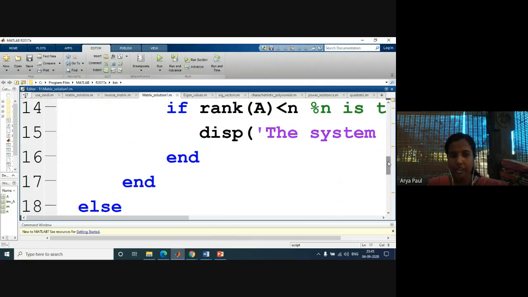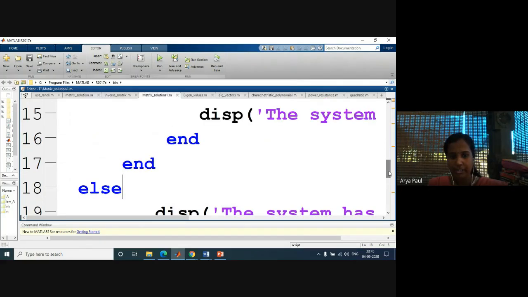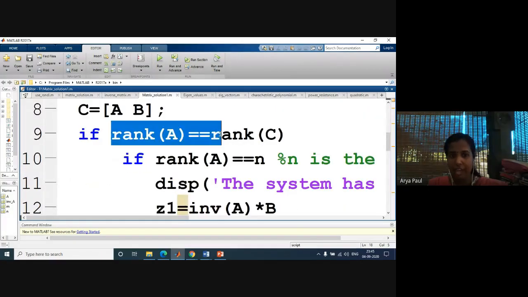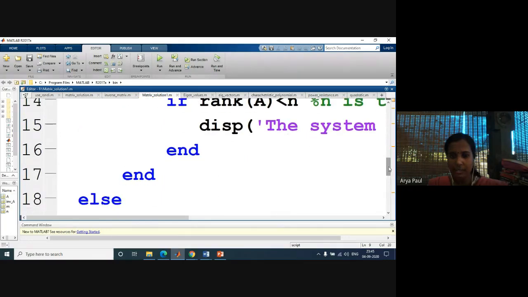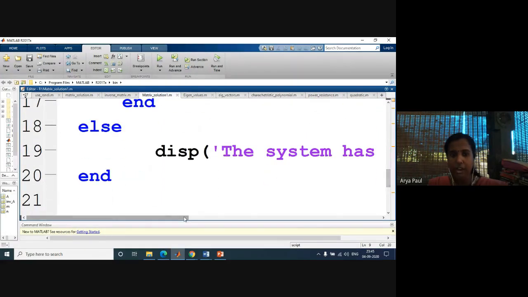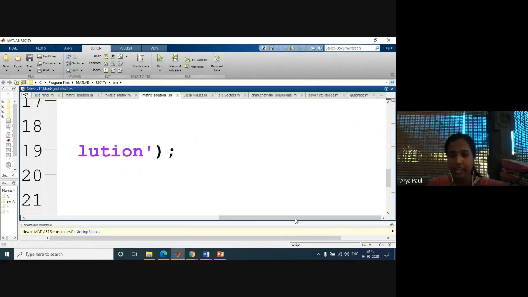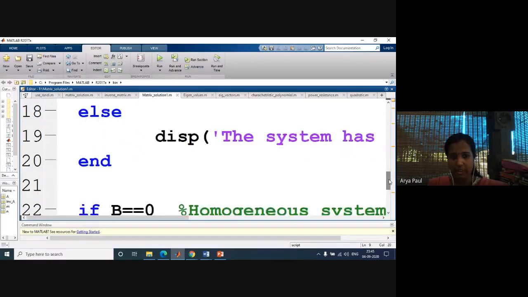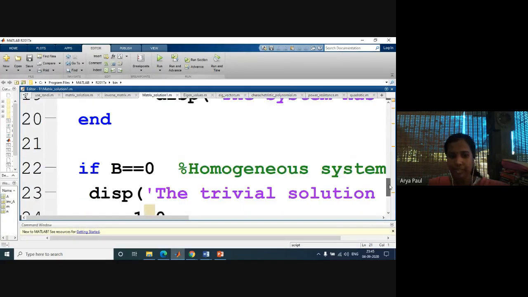Next, the else part. What is inside this else part? If the rank of A is not equal to the rank of the augmented matrix, the system has no solution. So display that the system has no solution. I hope this is clear. Now you end the last if statement.